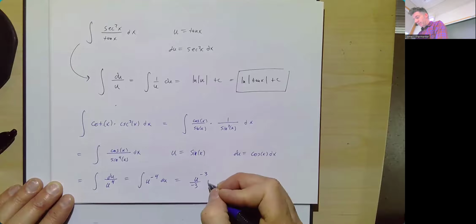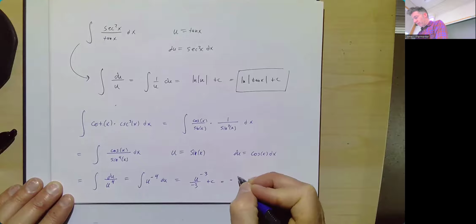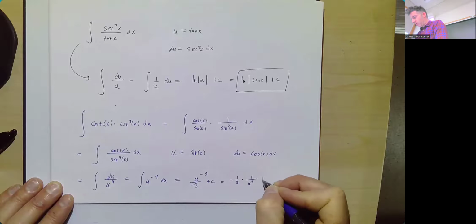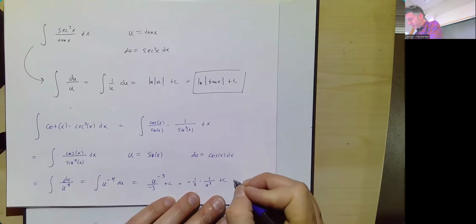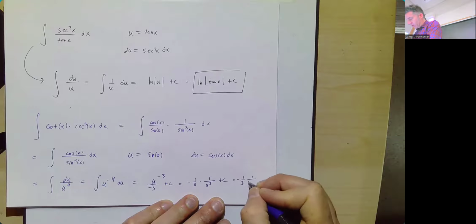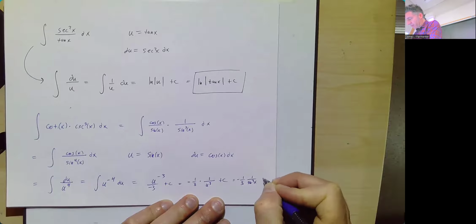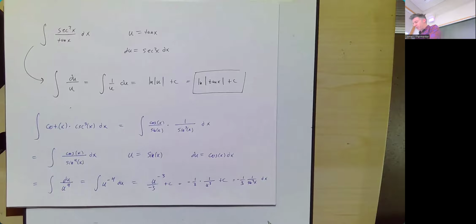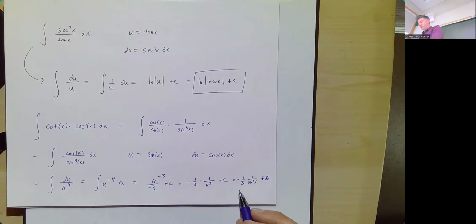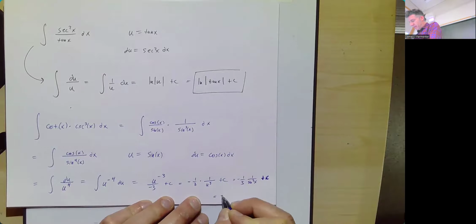Or as I would, plus c, as I would write negative 1/3 times 1 over u cubed, which then becomes negative 1/3 times 1 over sine cubed of x. Oh, sorry, plus c, not dx. What am I doing? Which I would probably rewrite as negative 1/3 times cosecant cubed of x. Although you don't have to, it's totally fine to leave it like this.